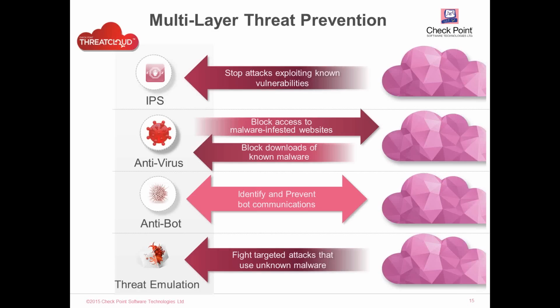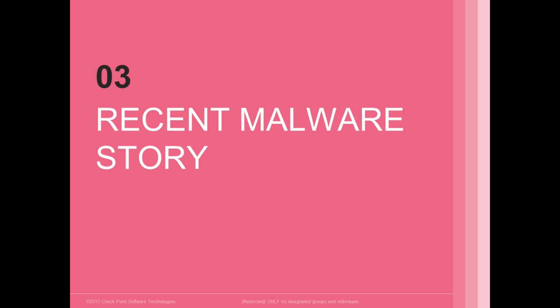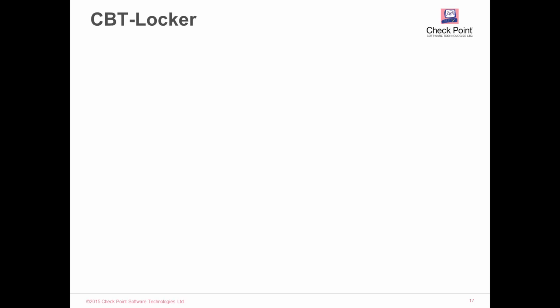And then finally, where we have what's sometimes called unknown malware, sometimes called APT, sometimes called 0 days, we have technologies which help us block downloading of new malware through a technology that we have which comes under the bracket of threat emulation. So I want to just go through a recent malware story, something that our malware researchers were looking at and working on, and I want to just discuss with you something called CBT Locker.